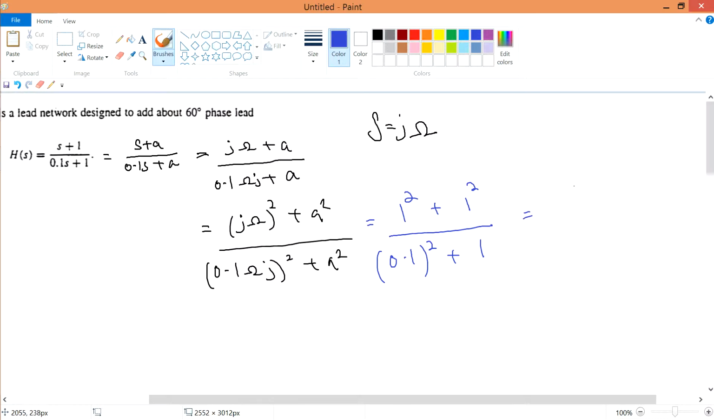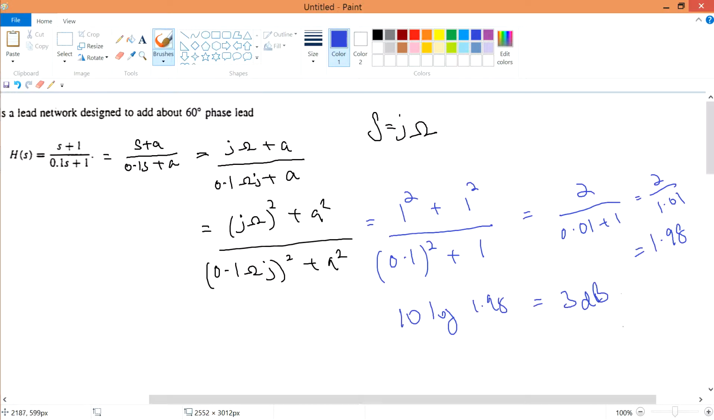But at the end of the day, 1 squared plus 1 squared is equal to 2. And then 0.1 squared is 0.01, plus 1, so you have 2 over 1.01. If you solve for it, you'll have 1.98. Therefore let's find the decibel. I'll take 10 log 1.98. Later on you'll see that it's actually 3 dB.